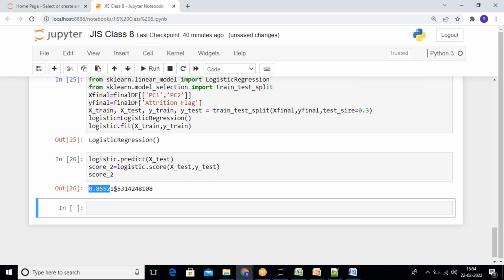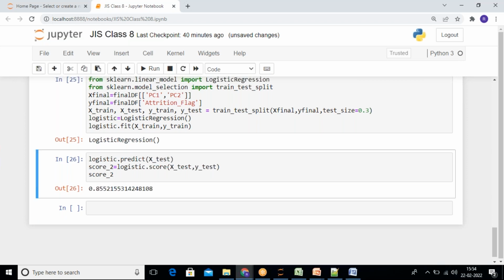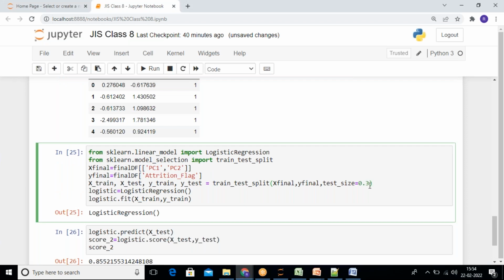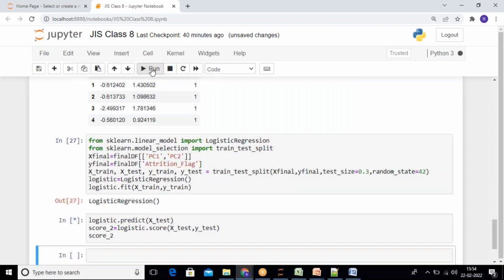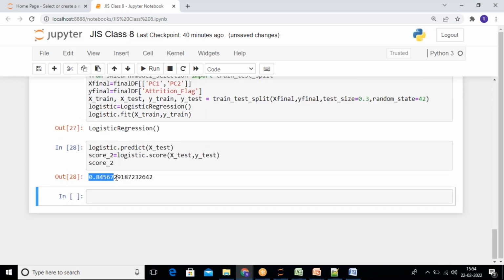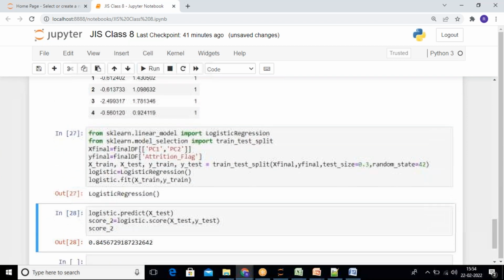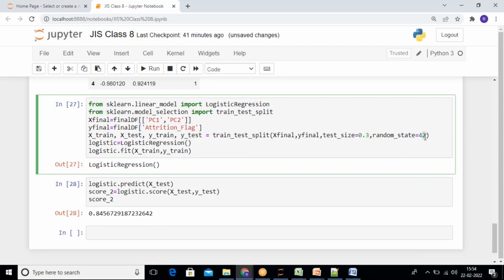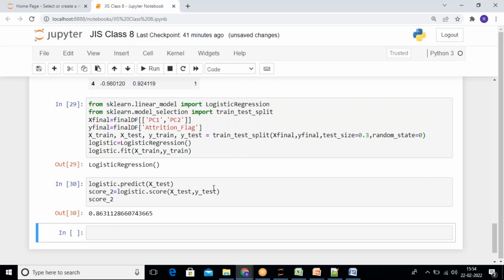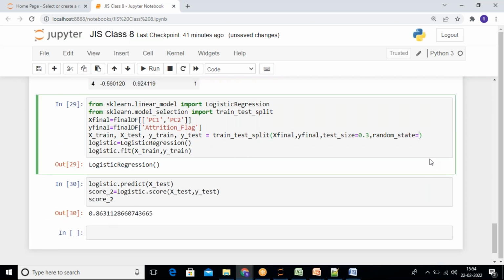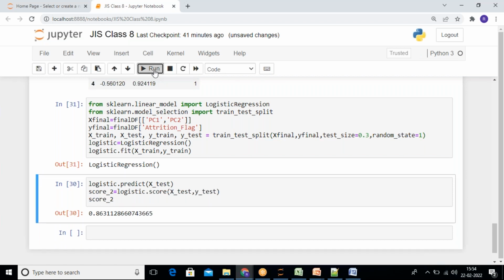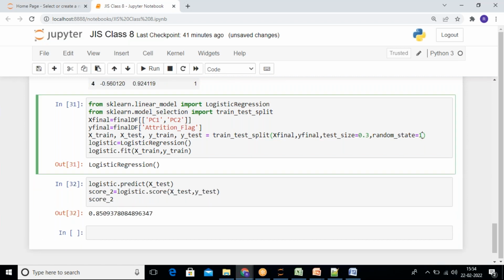What is my accuracy? 85%. Now I will take the random state 42. It's decreasing. For 0 it's increasing, for 1 it's decreasing. So shall I take 0?